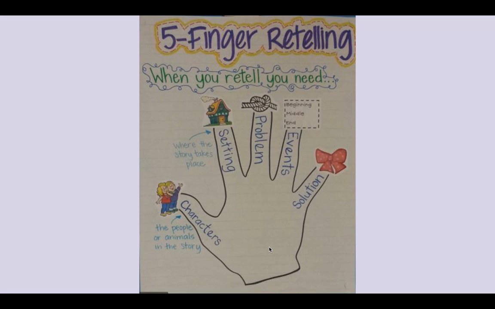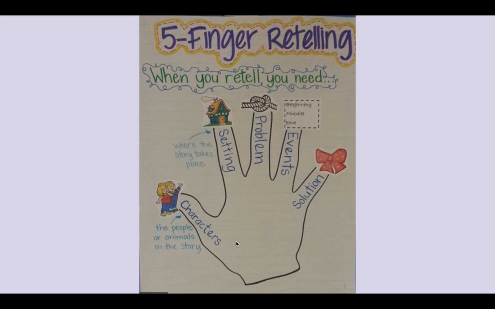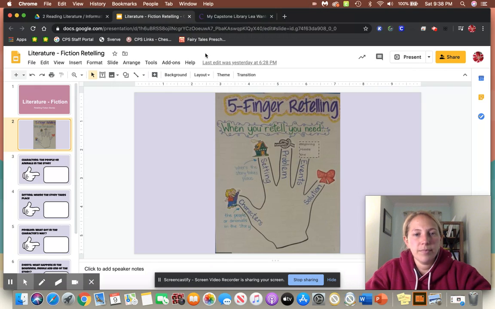So listen to the story that I'm about to share with you, and let's see if we can come back to this and do a five-finger retell when we're done. I'm going to switch my screen.